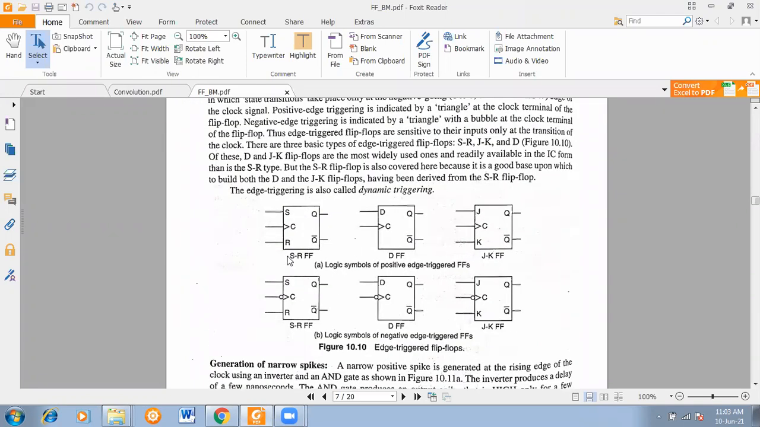Now see, we have a few block diagrams to represent symbolically. Okay, the logic symbol of some flip-flops. This is the logic symbol of a positive edge trigger flip-flop. So arrow means edge. Arrow means edge trigger.